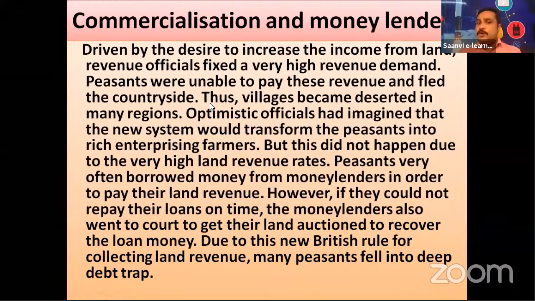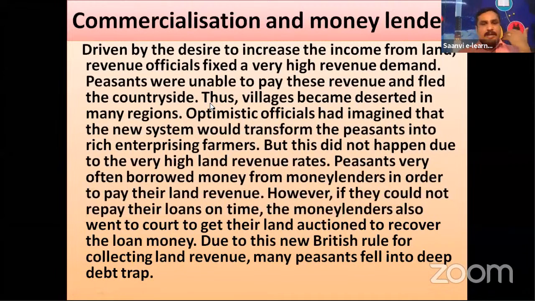Peasants very often borrowed money from money lenders in order to pay their land revenue. However, if they could not repay their loan on time, the money lenders also went to court to get their land auctioned to recover the loan money. Due to this new British rule collecting land revenue, many peasants fell into a deep debt trap. See, the Britishers increased the land tax. Automatically, the poor landlords or the peasants, what did they do? They borrowed money from money lenders.